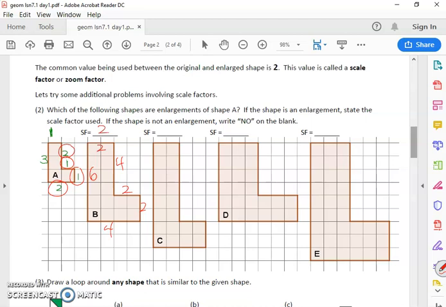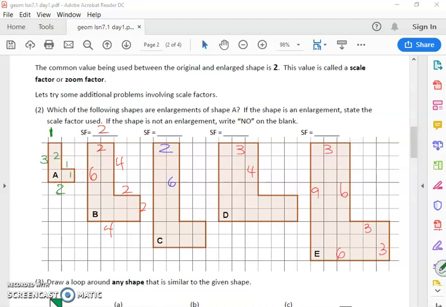So go ahead and turn the video off and take a look at C through E. See which ones actually are scale copies. If they are, write the scale factor. If not, write not scale. Write no in the blank. Turn the video back on when you're ready.